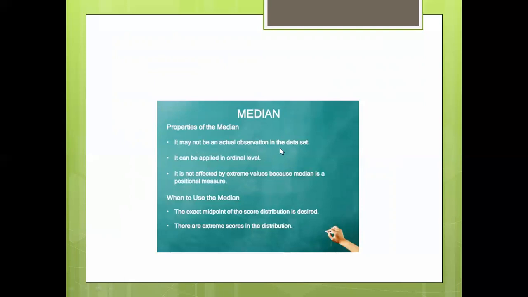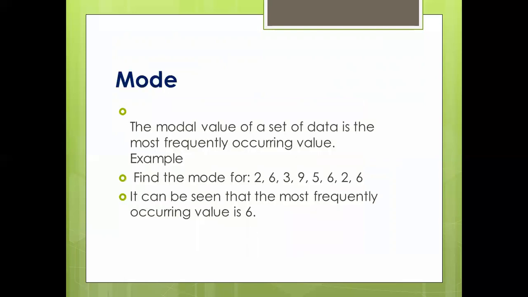It may not be an actual observation in the data set. It can be applied at the ordinal level. It is not affected by extreme values because median is a positional measure. When using this median, the exact midpoint of the score distribution is desired and there are extreme scores in the distribution. Next, mode. Mode is what?